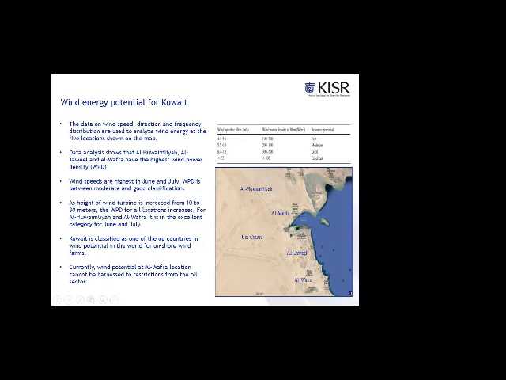As height of wind turbine is increased from 10 to 30 meters, the wind power density for all locations increases. For Al-Huwaymliya and Al-Wafra, it becomes in the excellent category, especially in these 2 months. Kuwait, according to a colleague of mine who is a wind expert, is in the top countries in wind potential for onshore wind farms.